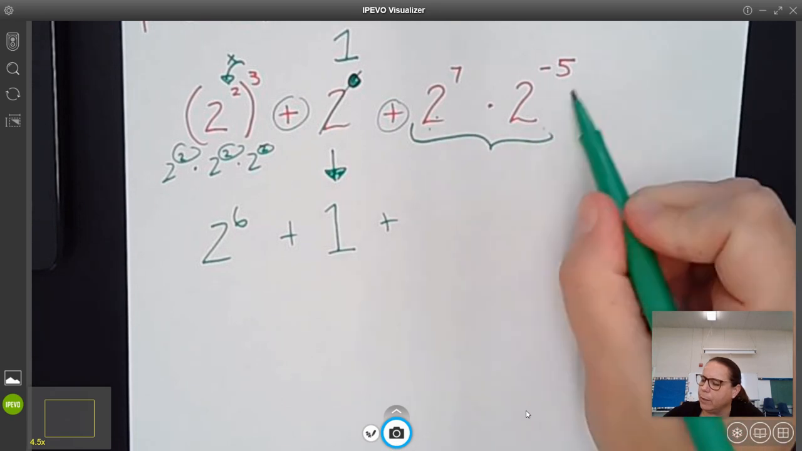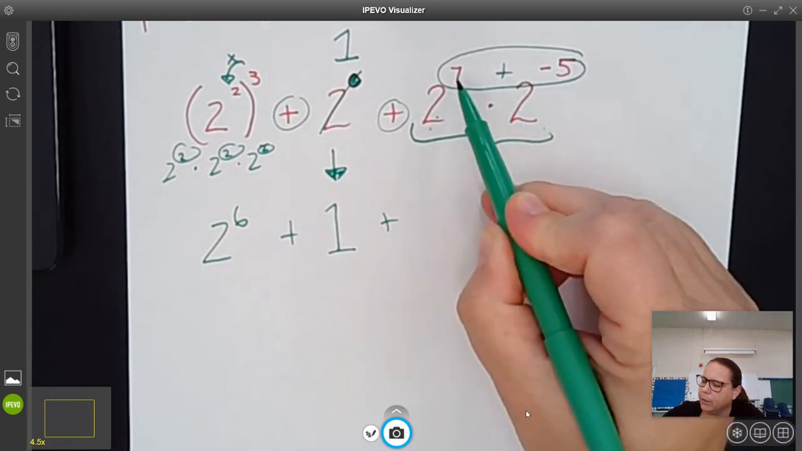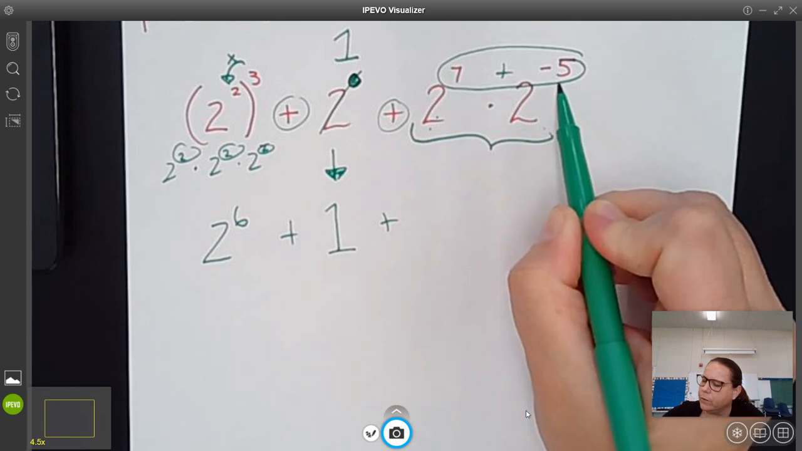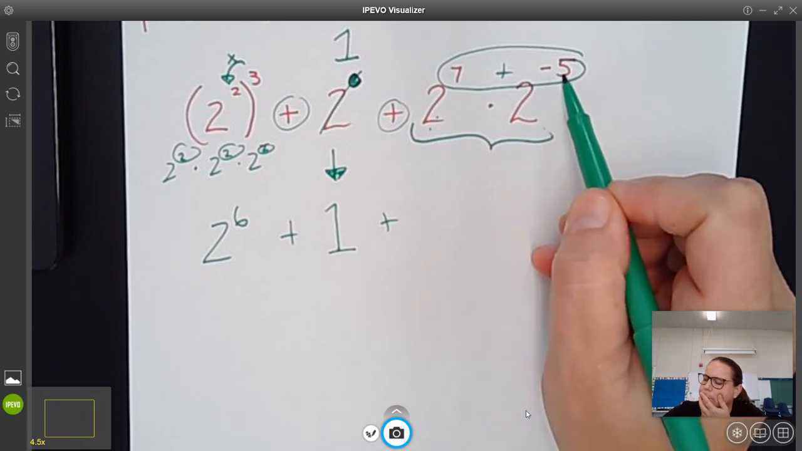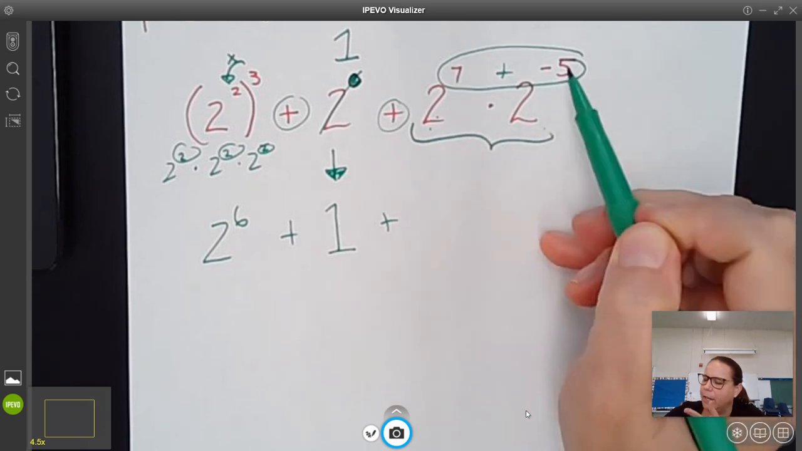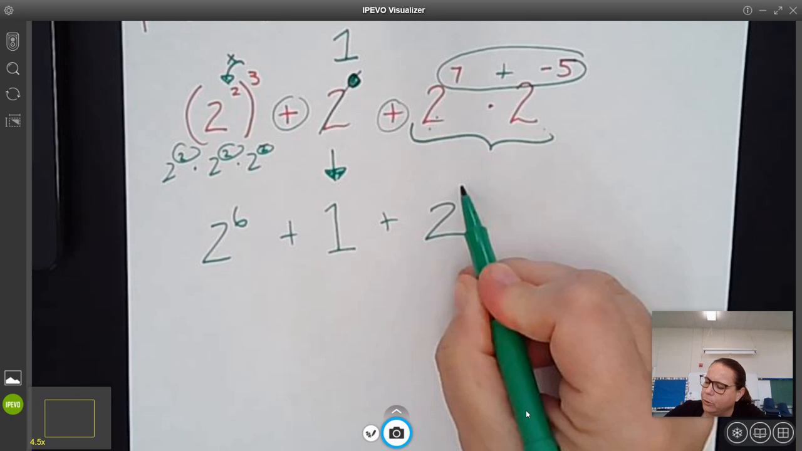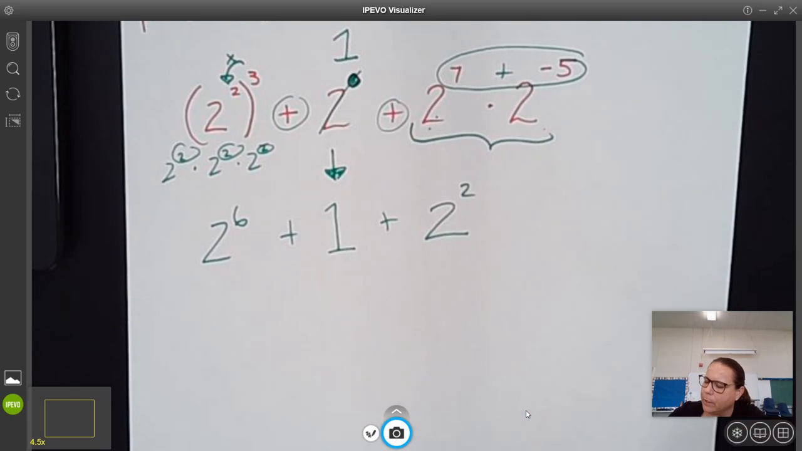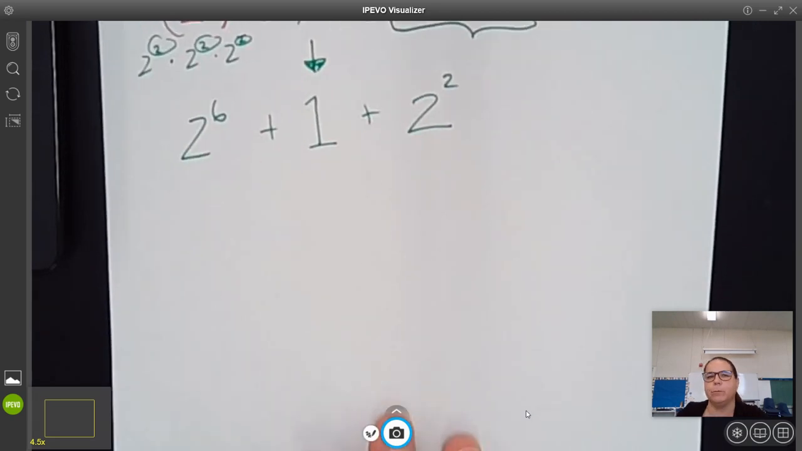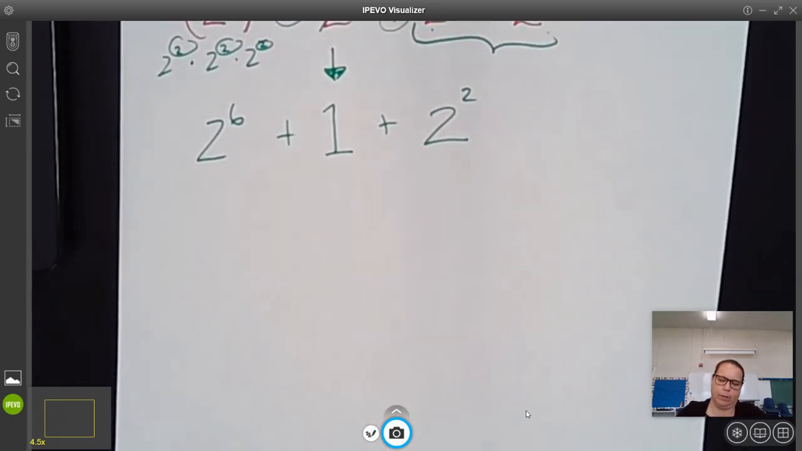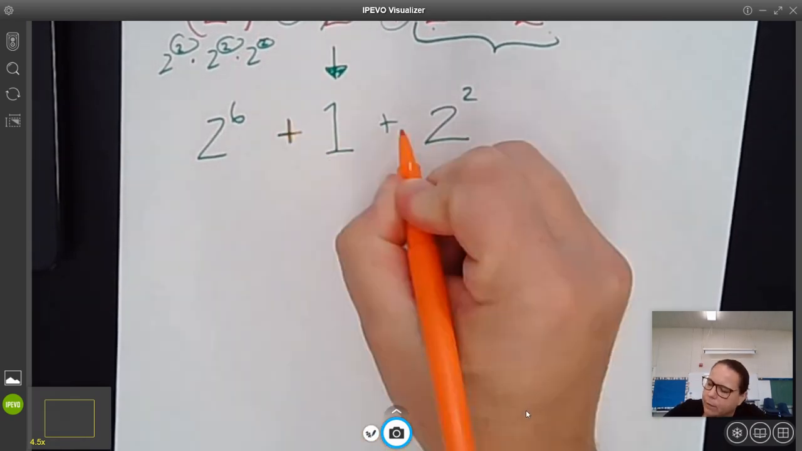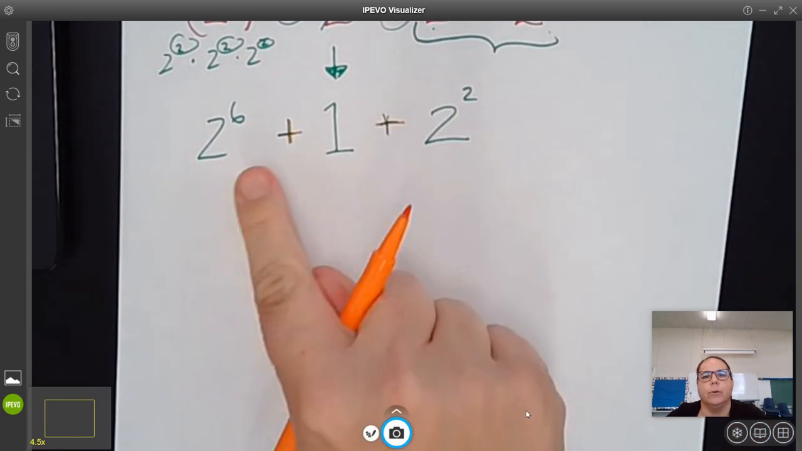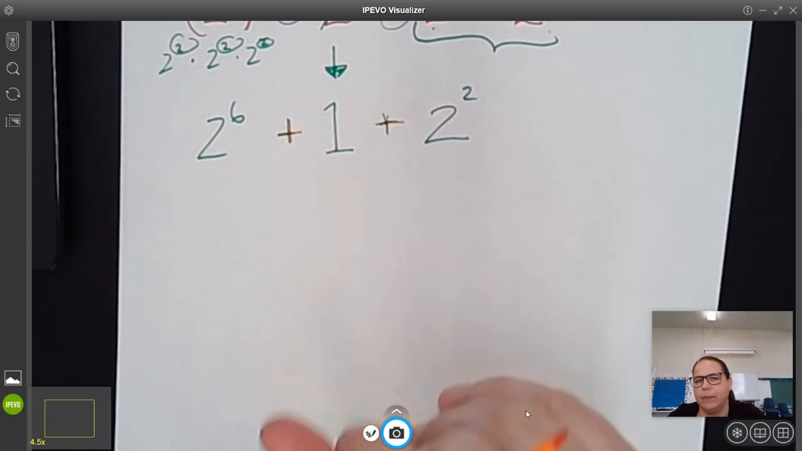So now these do have the same base, so I can add these exponents. So this is 2 to the 7th plus a -5. So that's going to be 7 positives, 5 negatives are going to cancel out. I'm going to have 2 to the 2nd power here. Okay. So now I think, are there any more exponent rules I can use? And the answer is no, because this is all addition. So the only thing I could do now is just simplify this and work it out.